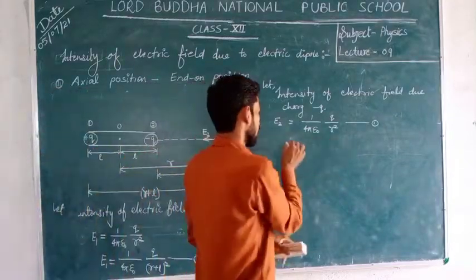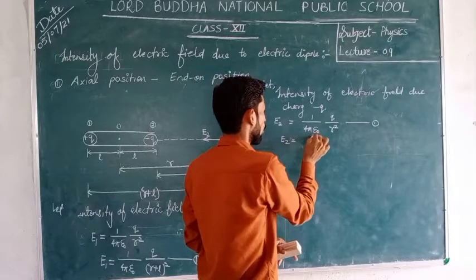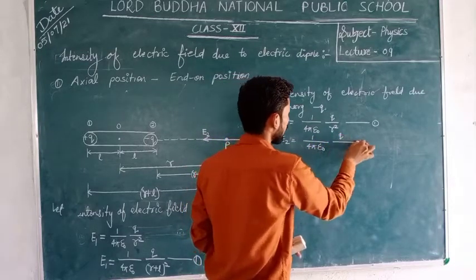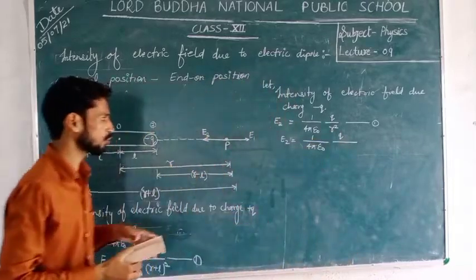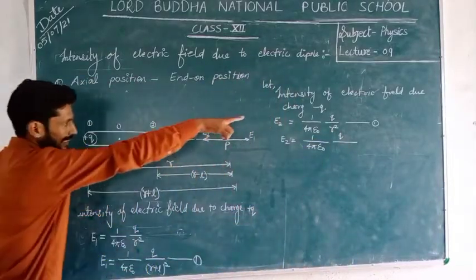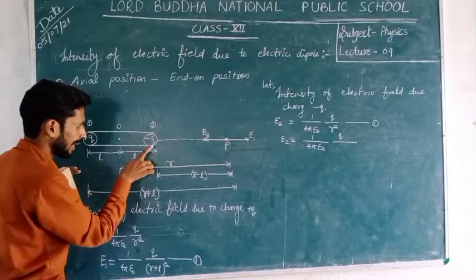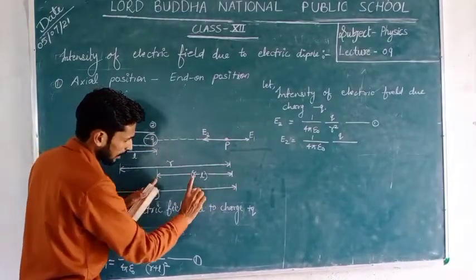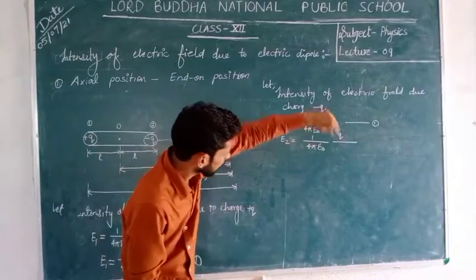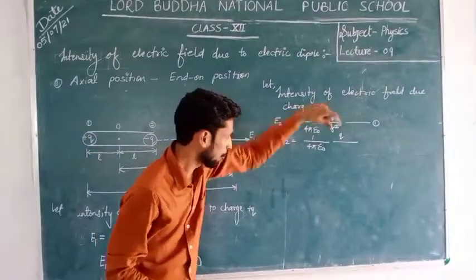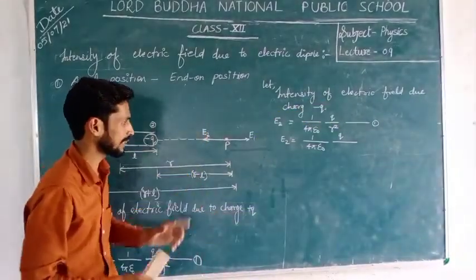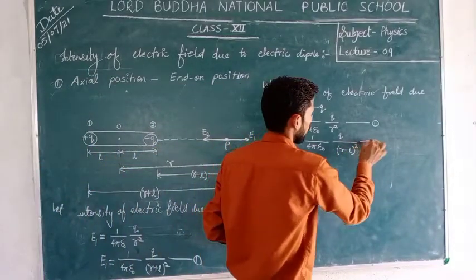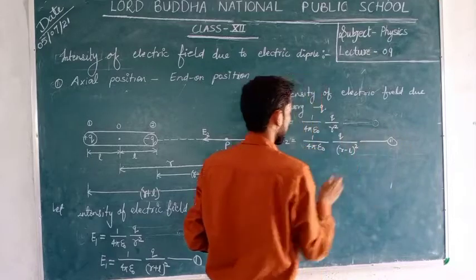And for this, E2 equals 1 upon 4 pi epsilon naught q by, in place of this r square, this is the charge minus q here, and the effective distance is r minus l. So in place of this, we can write here r minus l whole square. That is equation number 2.